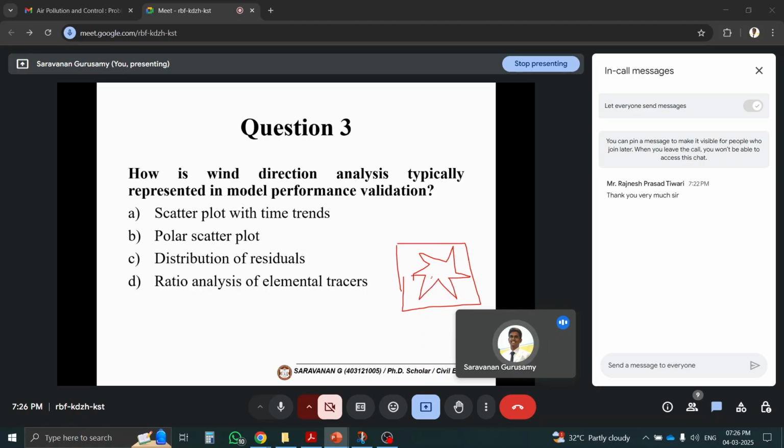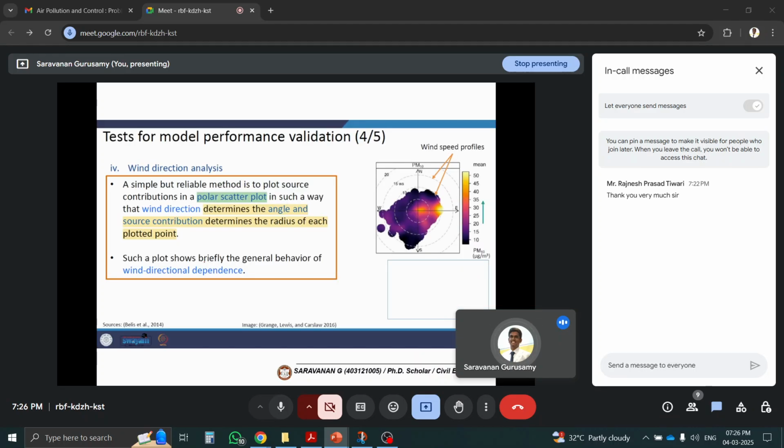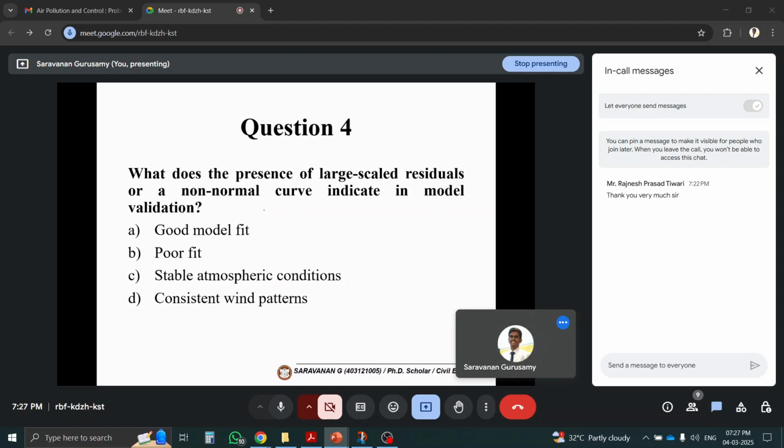It will give you the direction of the wind, the intensity of the wind, and also the percentage of time the wind blew in that direction. There you can use the polar scatter plot, as you can see here. So the wind direction analysis was done with the polar scatter plot. A simple but reliable method is to plot the source contribution in a polar scatter plot for the wind direction analysis. For different pollutants, we can use different plots, scatter plots, trendline plots, everything we had seen here. If you know the answer, you can also put it in the chat box.